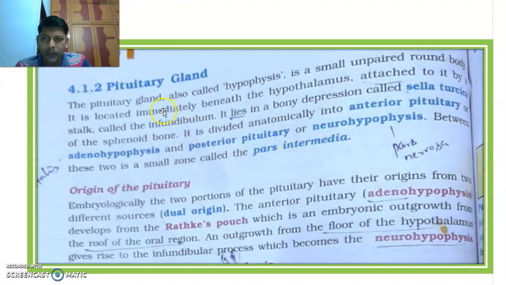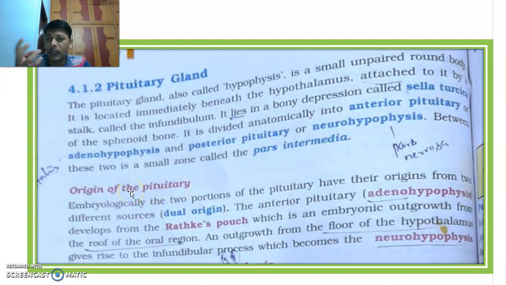That's about the first paragraph. The pituitary gland is also called the hypophysis. It is a small, unpaired, round body. It is located below, on the ventral side of the hypothalamus, and is attached to it by a stalk called the infundibulum. It lies in a bony depression of the sphenoid bone, called sella turcica. It has two anatomical divisions: the adenohypophysis and the neurohypophysis, which is the posterior pituitary. In between these two, there is a small zone called pars intermedia.